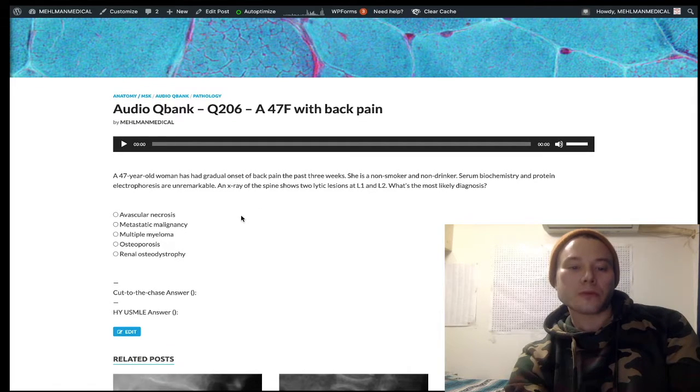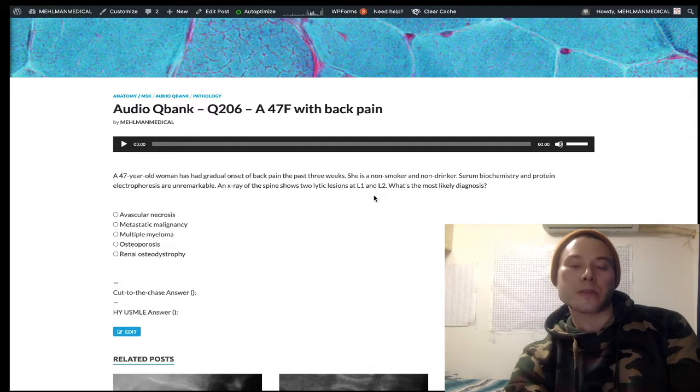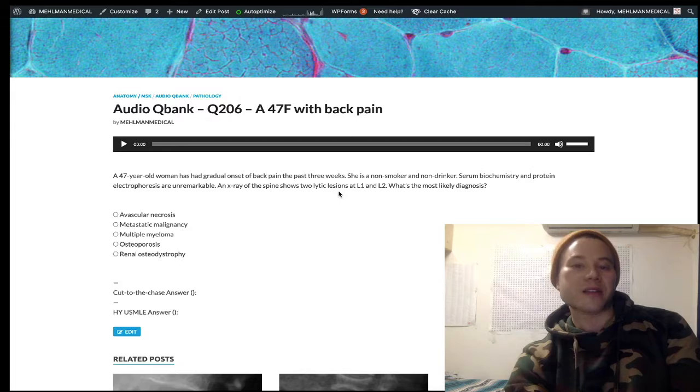Now, I'll just go sequentially. So metastatic malignancy, that's actually going to be our answer here. And we've got a woman who has lytic lesions, metastases. They can go to pretty much anywhere in the body, and they're going to cause localized cytokine reaction. That's high yield for Step 1, okay?